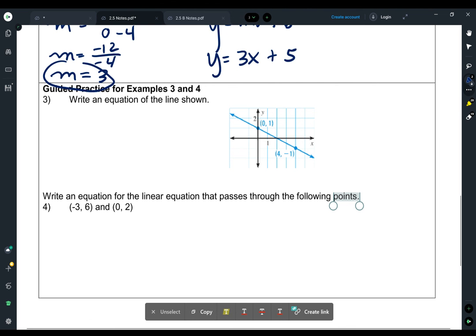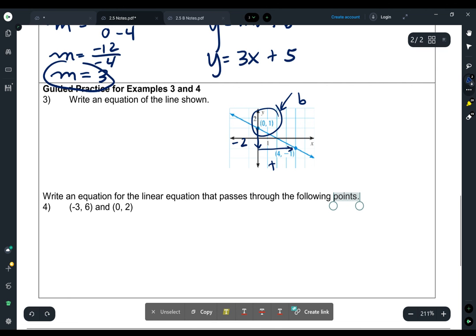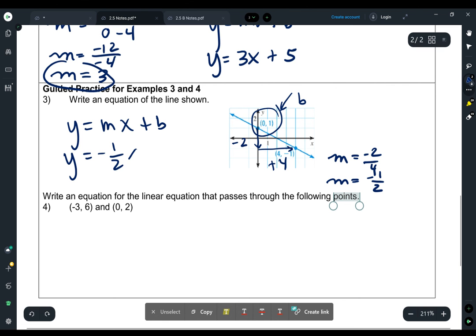So for 3, I'm given a picture again. So my b is going to equal 1. And my line looks like it's going down 2 squares, so -2 and 4 to the right. So my slope is -2/4, which is -1/2. So y equals mx plus b. So y equals -1/2 x. My y-intercept is 0, 1, so b is 1, so plus 1.